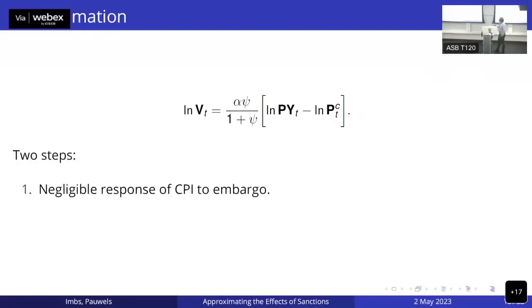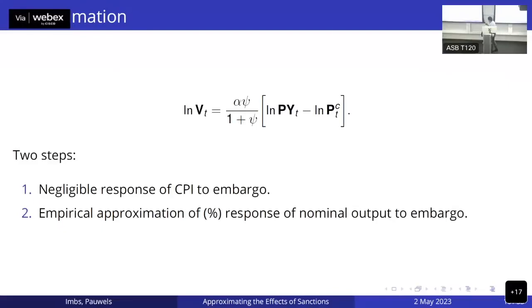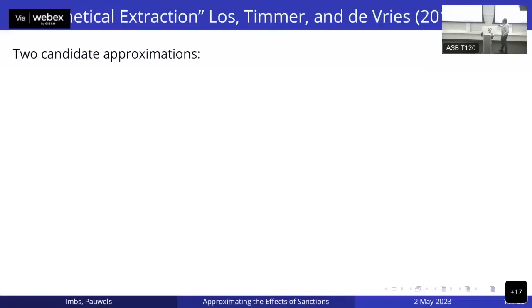So what do we do for the approximation? There's two things here. We're going to assume away the effect of the CPI, so it's going to be atomistic at most, or first order matter, the effect of CPI to a trade shock. Our approximation is really short term. It's not a long-term approximation. And then we will look at an empirical approximation here, which is the percentage response of nominal output to an embargo, which is this term here that we will approximate.